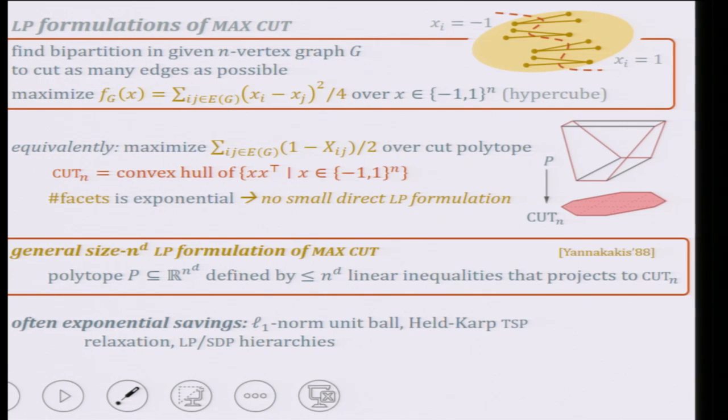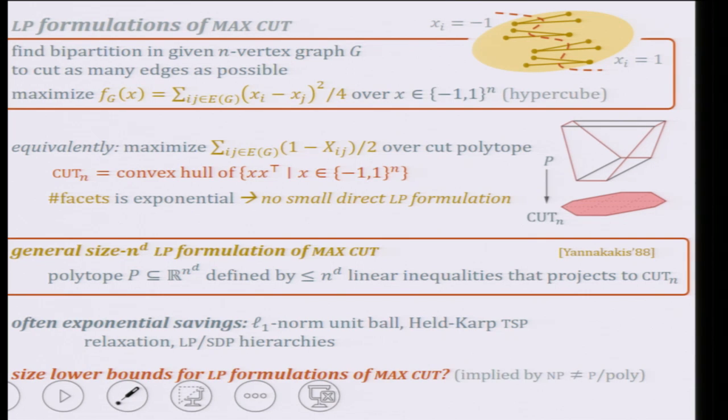Okay, and there are many examples where you have downstairs a polytope with an exponential number of facets, but it's nevertheless the projection of a polytope with a polynomial number of facets. These are a list of examples, and I will show you in a bit a concrete one. The question that we want to address now is, can we prove size lower bounds for LP formulations of max cut? We very strongly believe that these things are true because they're implied by things like the circuit version of P not equal to NP. So the only question is, can we prove it?